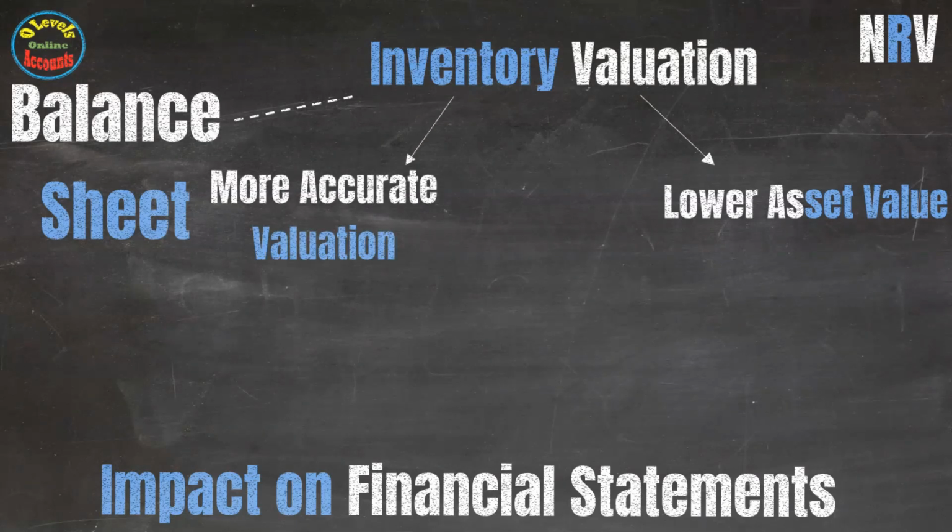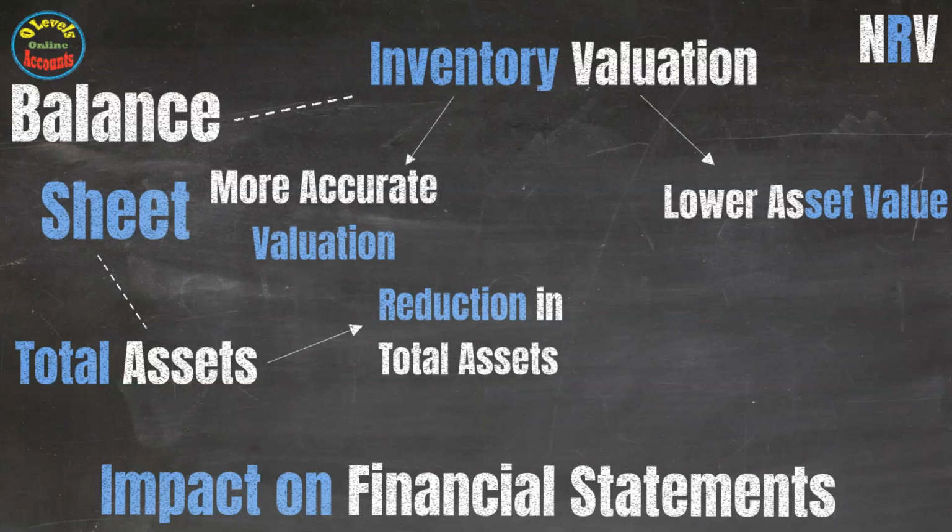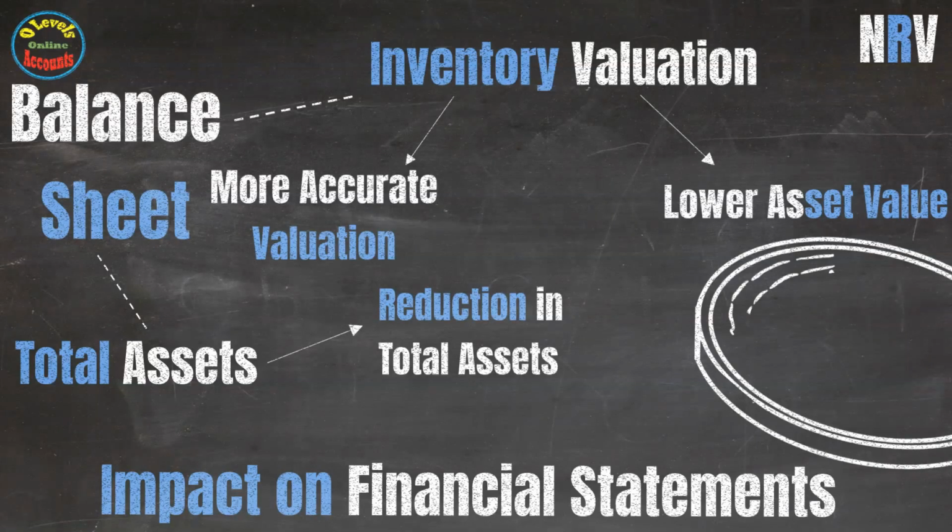Secondly, more accurate valuation. The use of NRV ensures that the inventory is valued at an amount that is expected to be realized from its sale, providing a more realistic view of the company's assets. The second item in the balance sheet is total assets. Reduction in total assets. A decrease in the inventory value due to the application of NRV leads to a reduction in the total assets of the company. This affects financial ratios such as the current ratio and the quick ratio, which measure the company's liquidity.